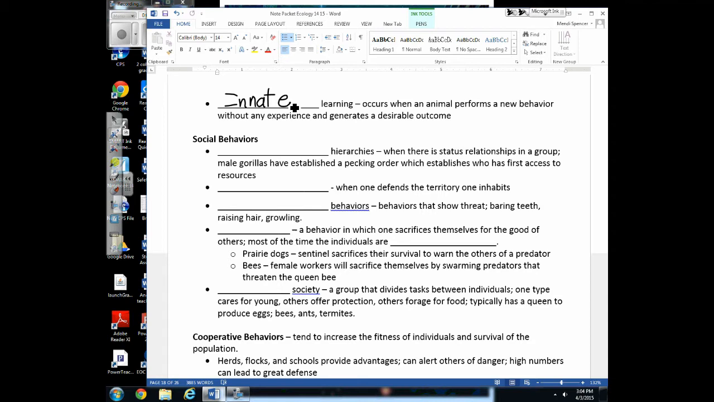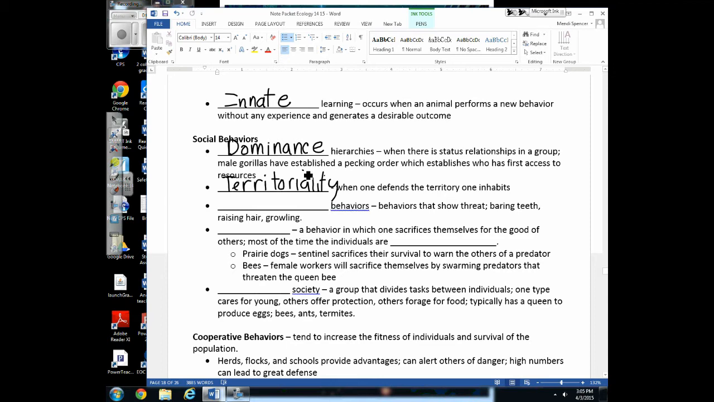So now we're going to look at different behaviors and we're going to first focus on social behaviors. And so when you have social systems or you have many organisms living together, sometimes they develop these dominance hierarchies. So that's whenever there's a status relationship. So when we look at lions, we look at male gorillas, there's a pecking order and it establishes who is like the top male and who has first access to different resources. Whenever they talk about territoriality, we're just talking about organisms and they defend that territory where they live.